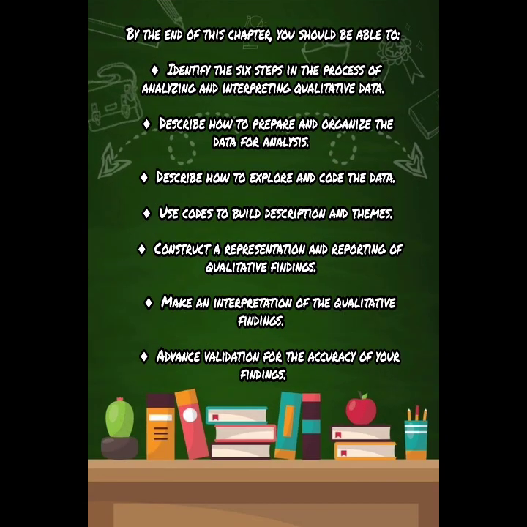By the end of this chapter, you should be able to: first, identify the 6 steps in the process of analyzing and interpreting qualitative data. Second, describe how to prepare and organize the data for analysis. Third, describe how to explore and code the data. Fourth, use codes to build descriptions and themes. Fifth, construct a representation and reporting of qualitative findings. Sixth, make an interpretation of the qualitative findings. And the last is validating the accuracy of your findings.